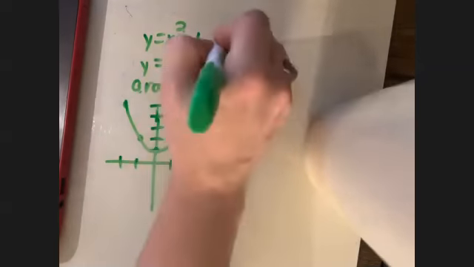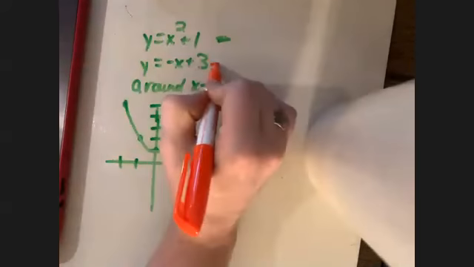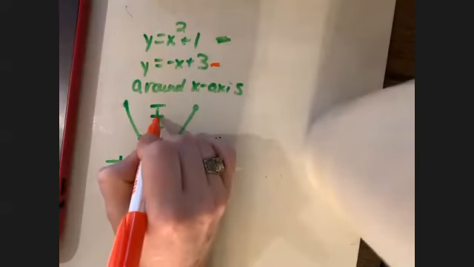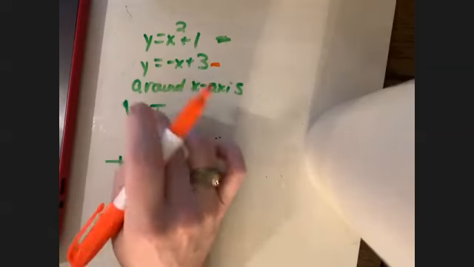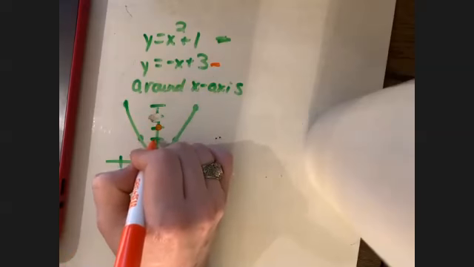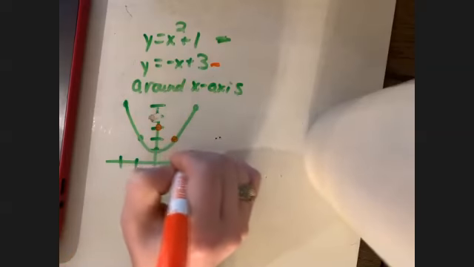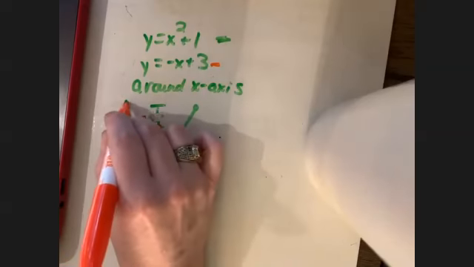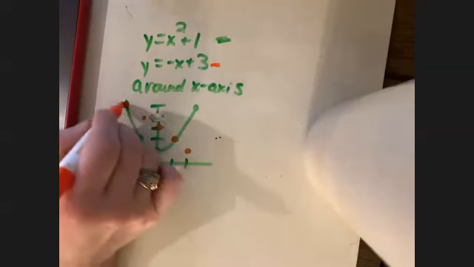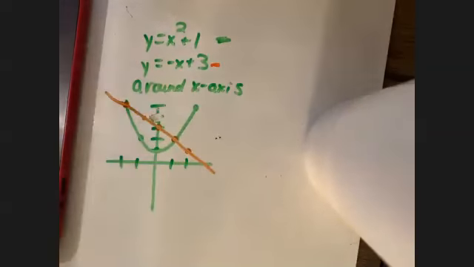Okay, so there's that one, and this other one in this. So we are at 3. Sorry, that's 4. 3, down 1, over 1, up 1, over 1, up 1, over 1. Okay. So there's our line.